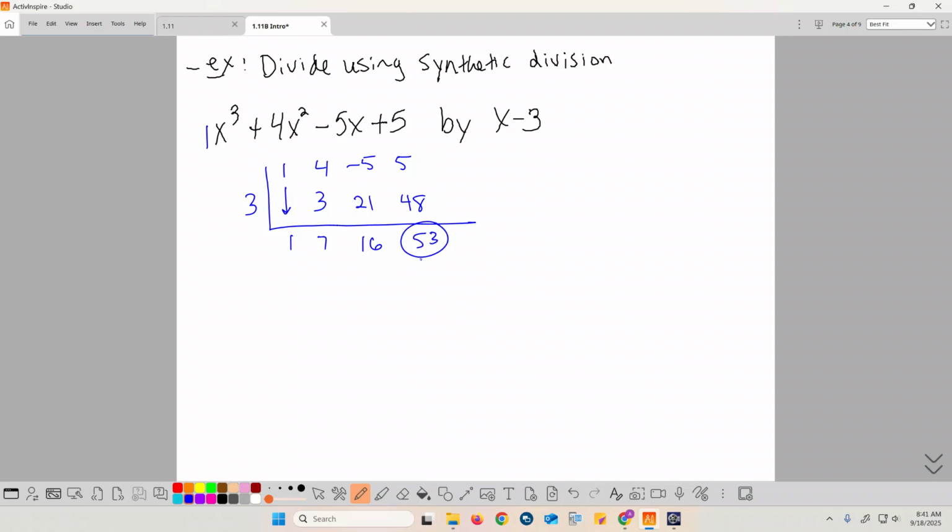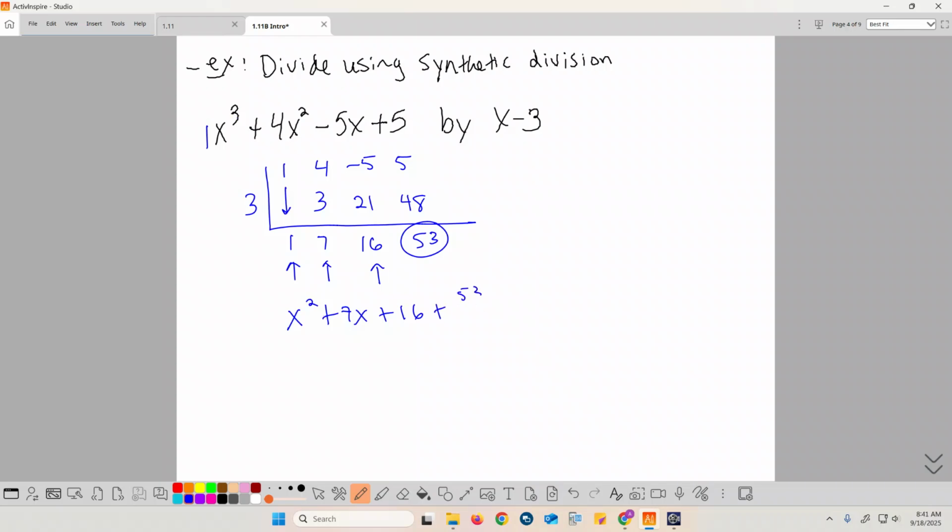remainder. All right, so now what we're going to do is write out our final answer, and we're just going to work backwards. Remember, this is the remainder, so this is going to be the constant, this is going to be the x, this is going to be the x squared. And if you notice, what happens here when I write this out is I drop a degree. I go from x cubed to x squared.